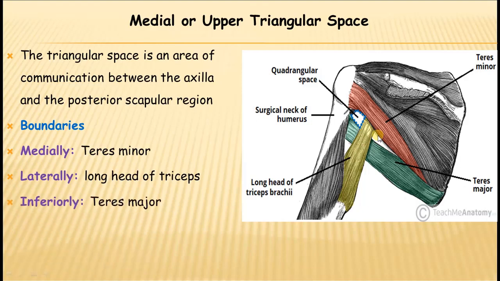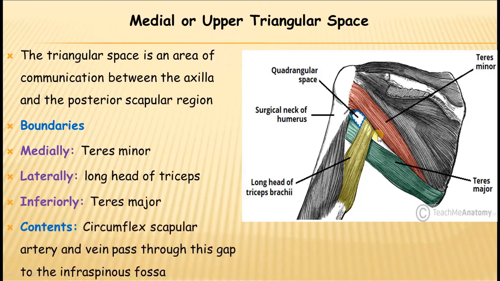So the upper triangular space transmits circumflex scapular vessels. It is on its way to the infraspinous fossa. There it is going to give branches and it is going to anastomose with the neighboring arteries which are going to come here, and that we will be seeing in the anastomosis around the scapula. So upper triangular space transmits circumflex scapular vessels.